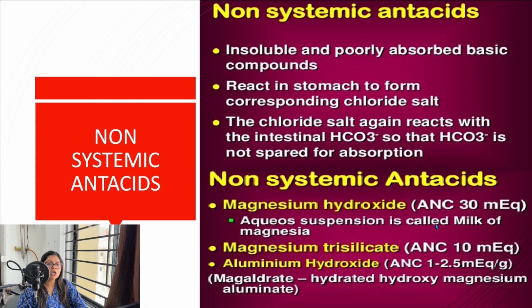Next is the non-systemic antacid. They are basically insoluble and poorly absorbed, and they are basic compounds as previously said. What they do is the chloride ion reacts with the intestinal HCO3 minus ion, and that HCO3 is not spared for absorption. As a result, the acidic environment is reduced and healing of the ulceration is done. In case of non-systemic antacids, magnesium hydroxide is a very good choice. Magnesium trisilicate and aluminum hydroxide are very commonly used non-systemic antacids.